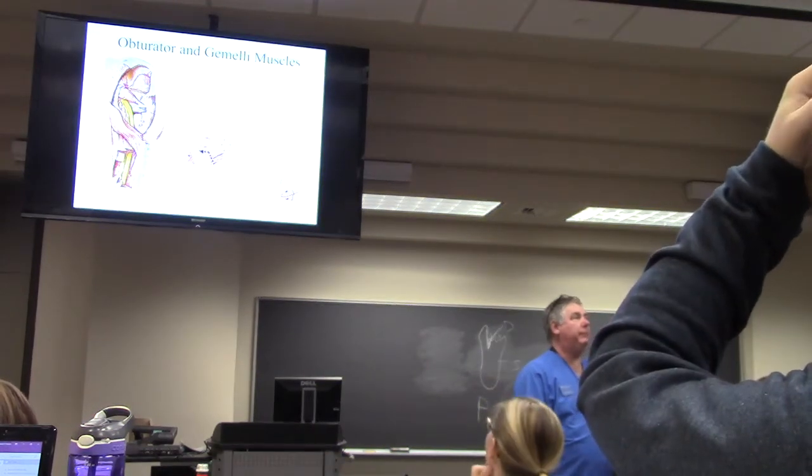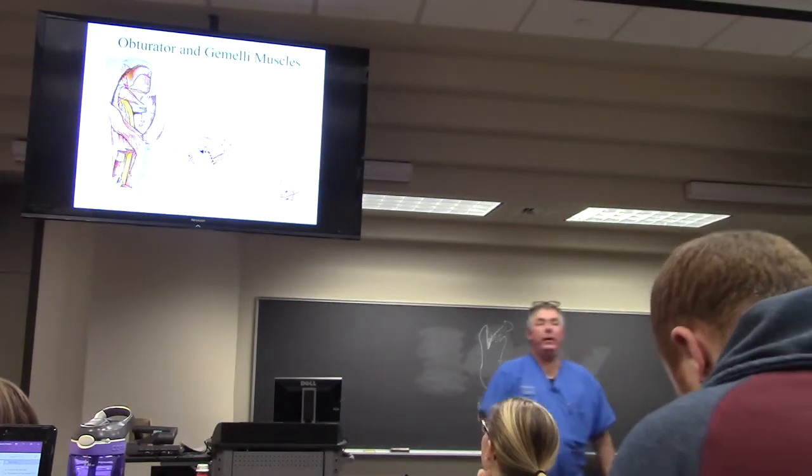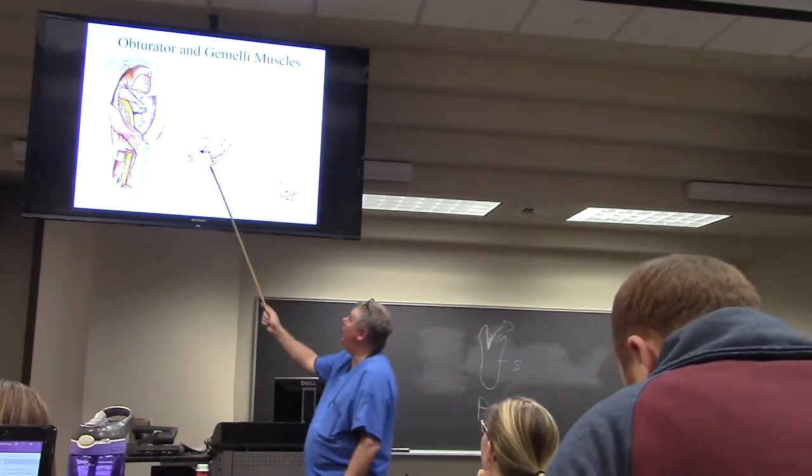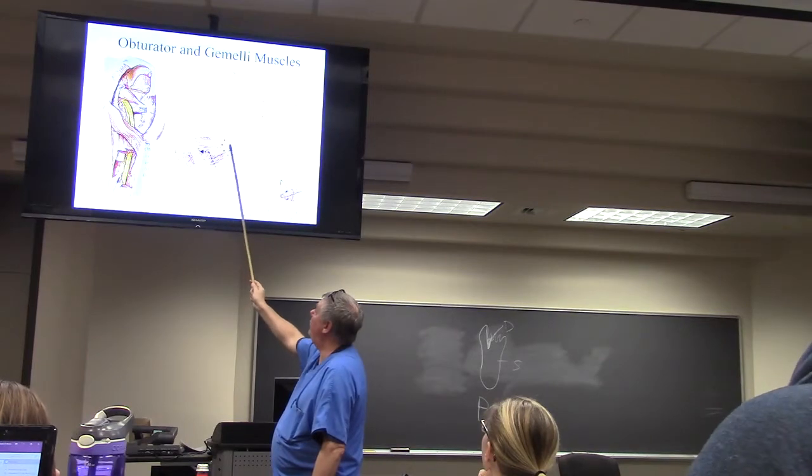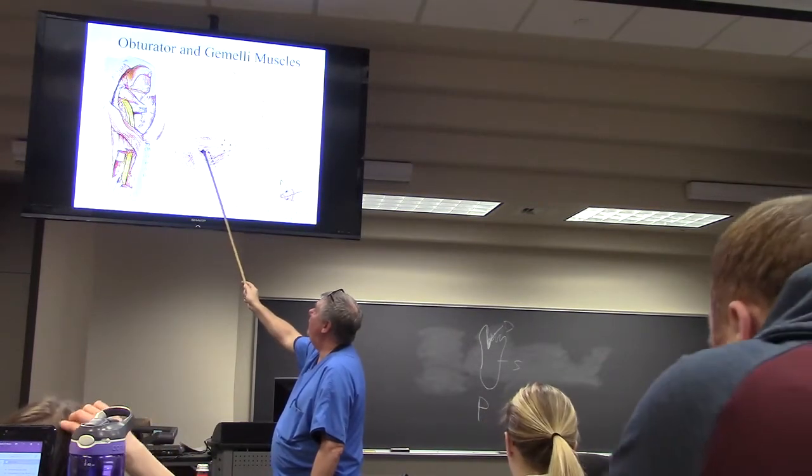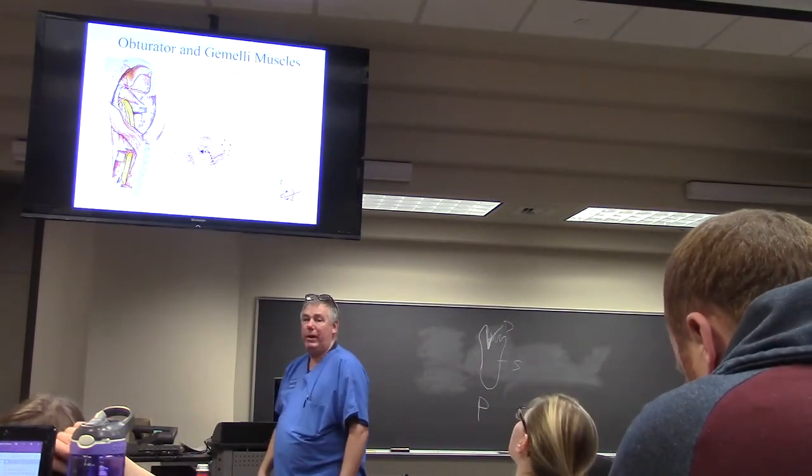Okay, so pay attention. Here's the illustration of the superior and inferior gemelli with the obturator internus right there. Follow that. You should be able to find that today pretty easily.